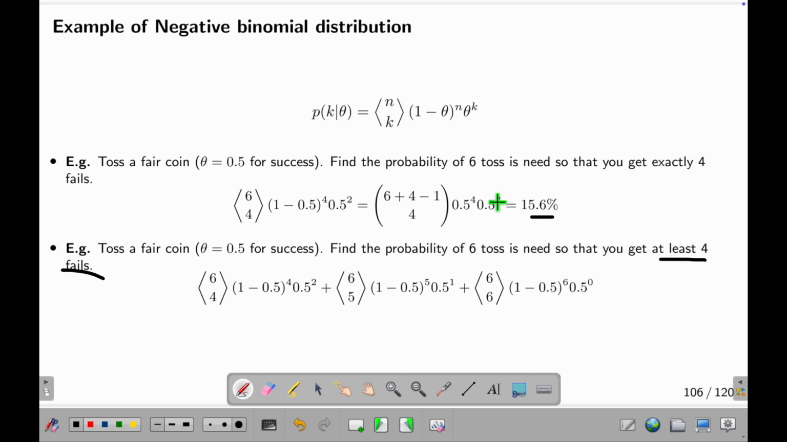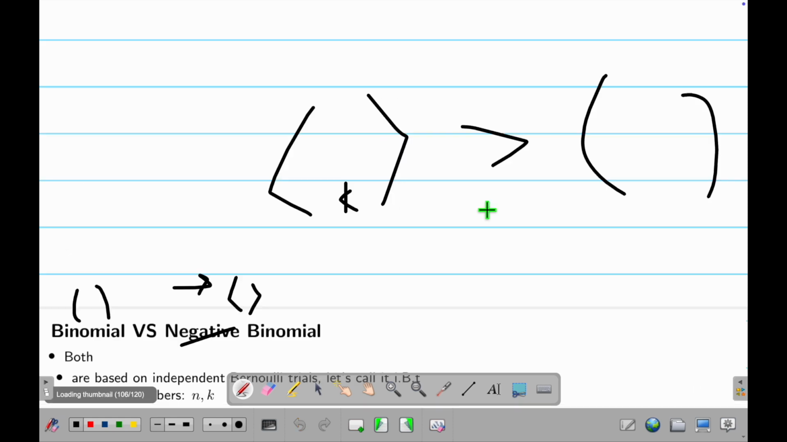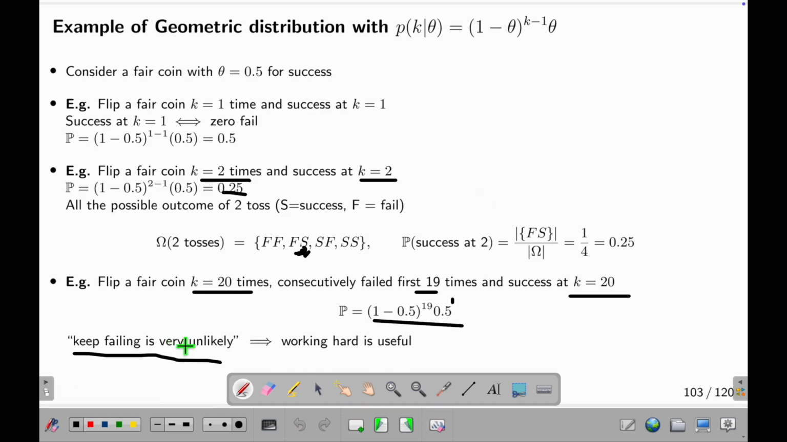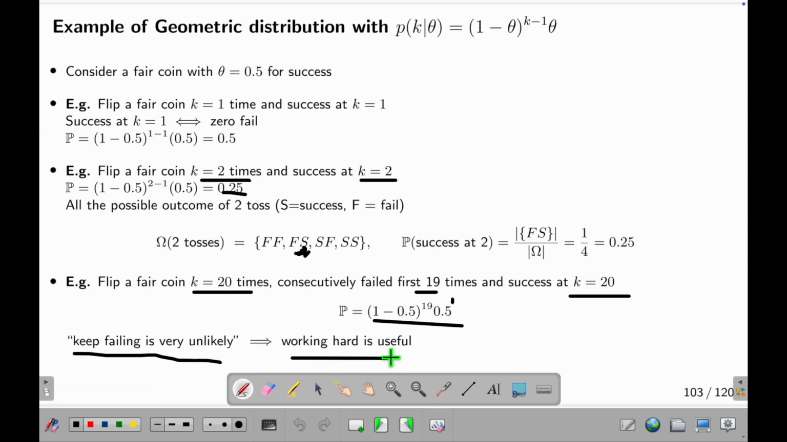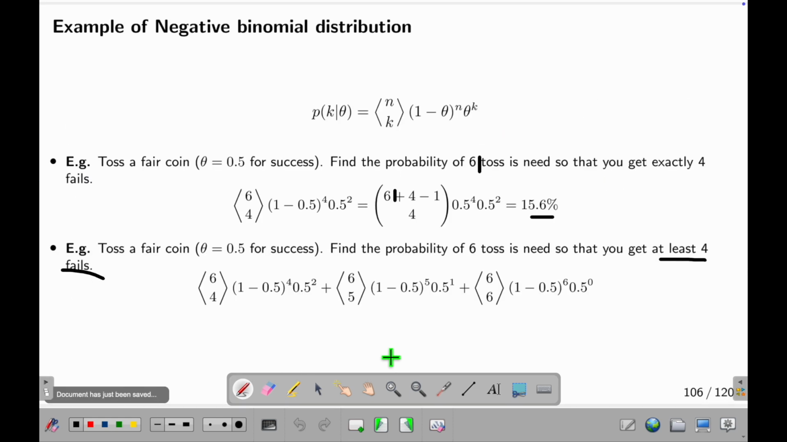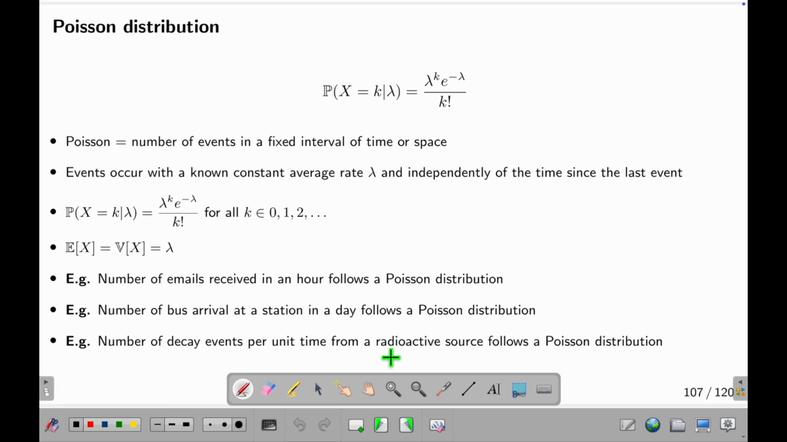I'm telling you, if I change this question to needing 4 successes or 4 failures, and I ask what's the probability for 61 tosses, then I replace this by 61, and you will get a very, very small number. The life lesson is, to keep failing is actually very unlikely. Therefore, working hard is useful. And you cannot argue this with the probability God. It's always true. Okay? So, I will skip it Friday.